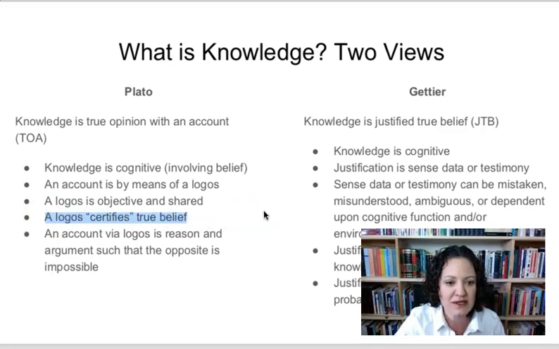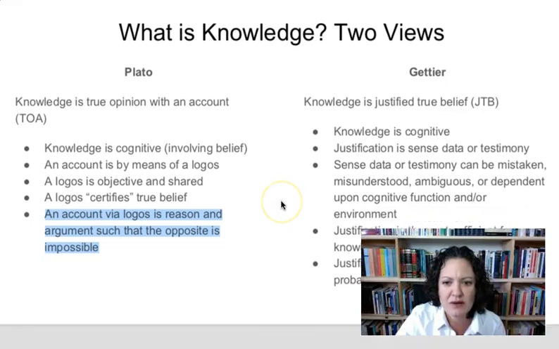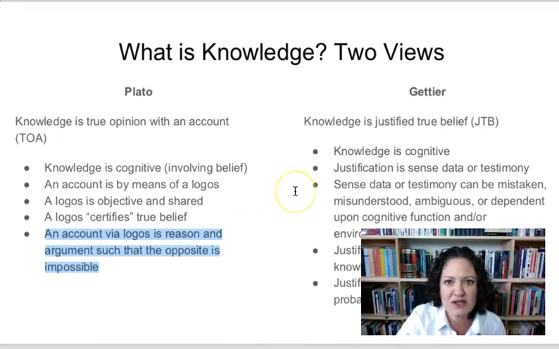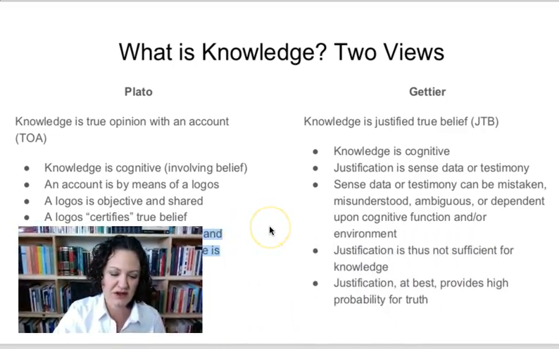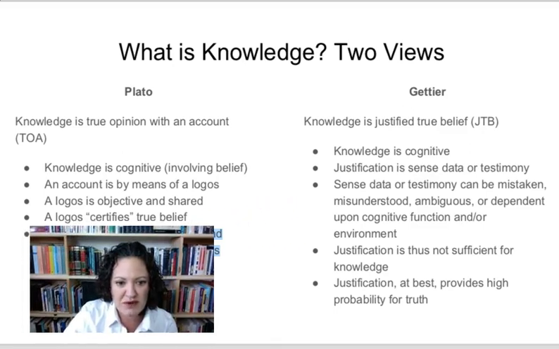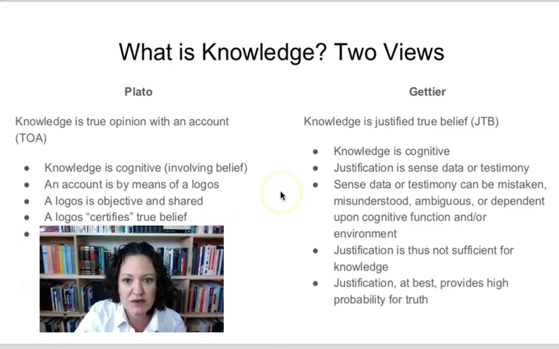It makes it guaranteed. And for Plato, an account via a logos is reason and argument, such that the opposite is impossible. And I think the handout that I provided has that as well. Now, Edmund Gettier is a contemporary, maybe he's older than contemporary now. I'm going to move this over just a little bit. Edmund Gettier is, let's call him, a philosopher that is contemporary. He's discussed contemporarily right now.